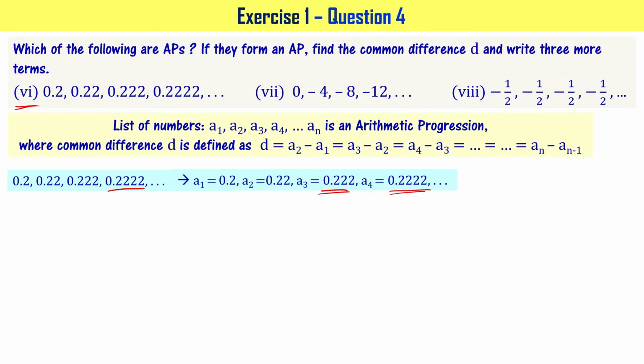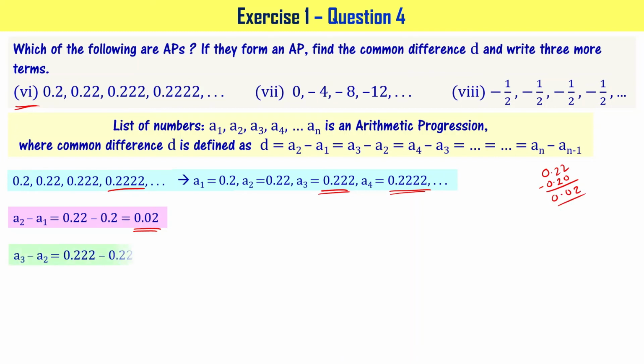So A2 minus A1 is going to be 0.22 minus 0.2 is 0.02, right? Got it? So A3 minus A2 is 0.222 minus 0.22. That is going to be 0.002. Right? By looking at these two itself, you can say that the difference is not common or not a fixed number, right?